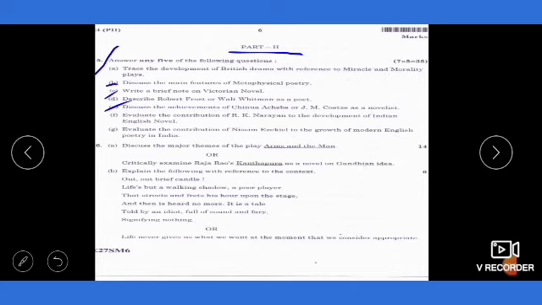E. Discuss the achievement of Chinua Achebe or J.M. Coetzee as a novelist. F. Evaluate the contribution of R.K. Narayan to the development of the Indian English novel. G. Evaluate the contribution of Nissim Ezekiel to the growth of modern English poetry in India.